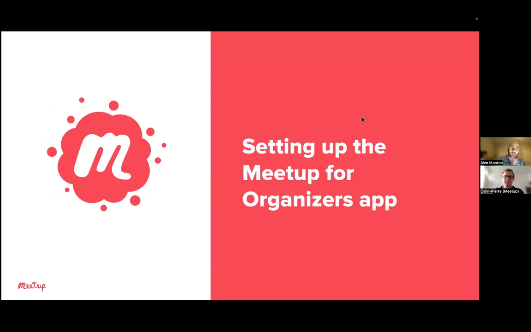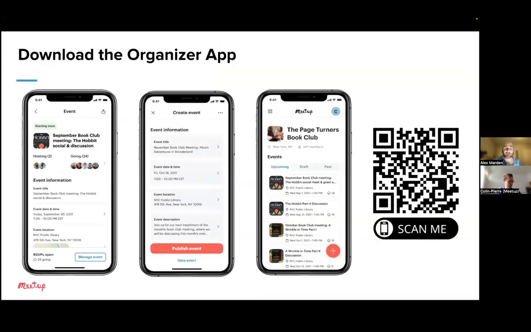So now we're going to talk about how you can set up the Meetup for Organizers app and start using it. If you have not already got your phone on hand for this Meetup Live event, I strongly recommend going to get it. I'll give you a minute or two here, and we'll keep talking at different points throughout the presentation about where and when you might want to download the app. But this next slide here is going to show you a QR code. You can use your phone's camera to scan this QR code. It's going to take you to a landing page where you can download the Meetup for Organizers app.